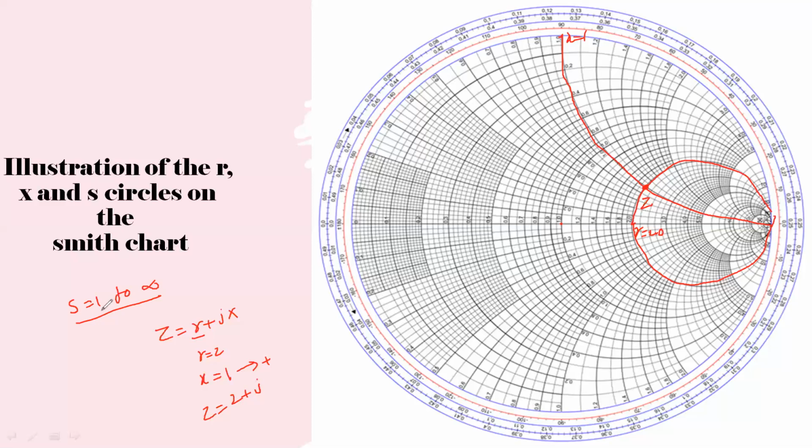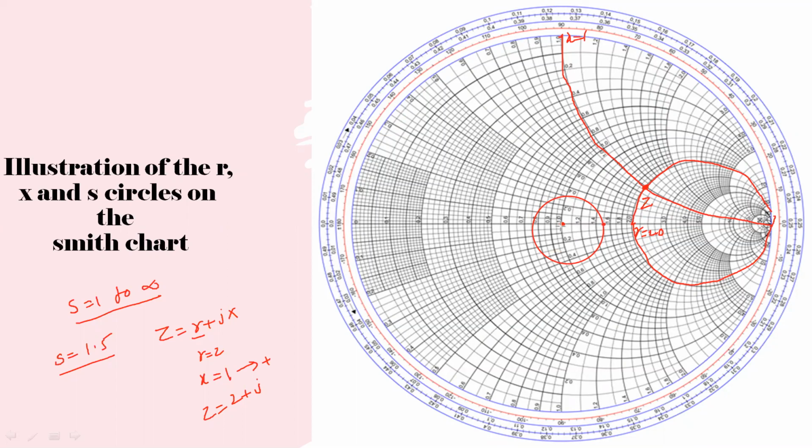It always starts from 1. Let's take S equal to 1.5. You have to identify 1.5 on the gamma real axis. This is the value of 1.4, this is the value of 1.6, and in between you have the value of 1.5. For that you need to draw a circle with a radius of 1.5. This is the circle of 1.5, and with this radius you have to consider the S circle.